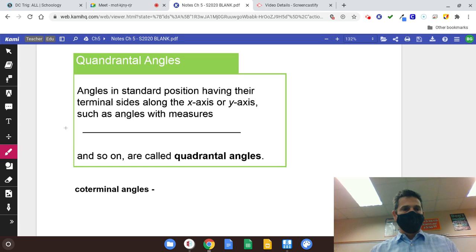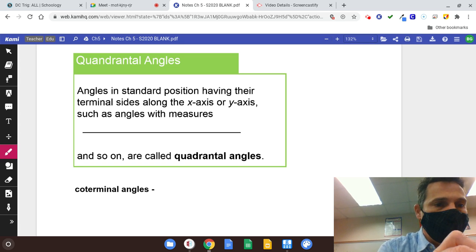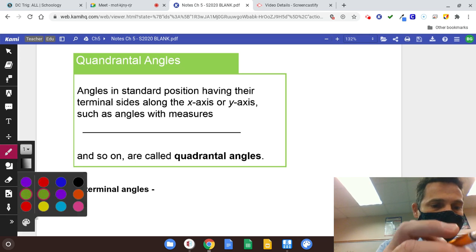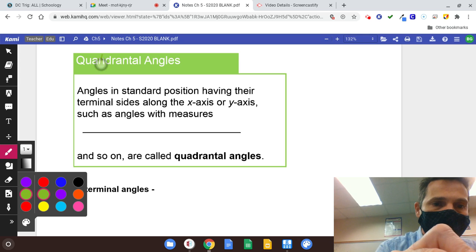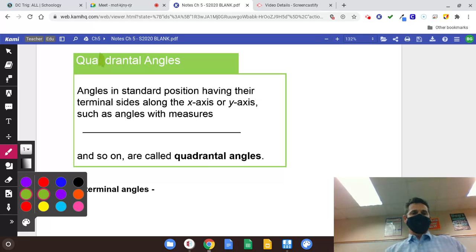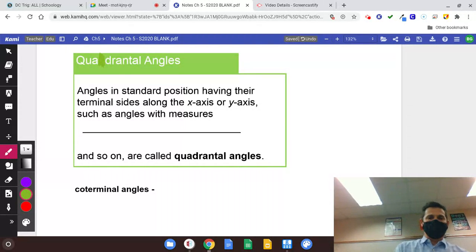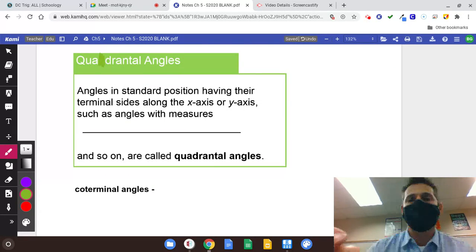Right. Unbelievably, I spelled this wrong on the first thing, but quadrantal angles. There's no first N there, so not really a big deal. Quadrantal angles. All right, quad means 4. I guess that's why I noticed it. Quad means 4. But angles in standard position having their terminal sides along the x-axis or y-axis.